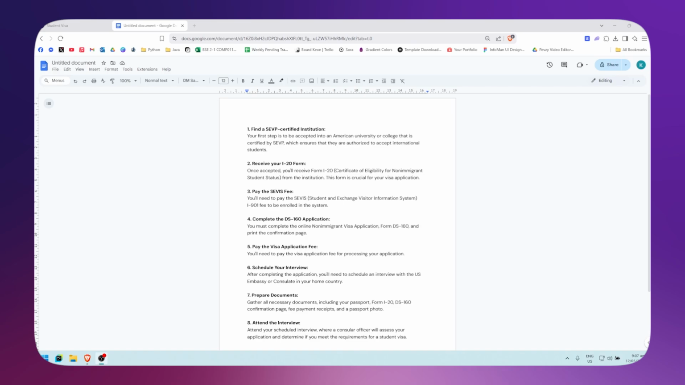After that is your I-20 form. Once accepted, you'll receive the Form I-20, or the Certificate of Eligibility for Non-Immigrant Student Status, from the institution, and this form is crucial for your visa application.